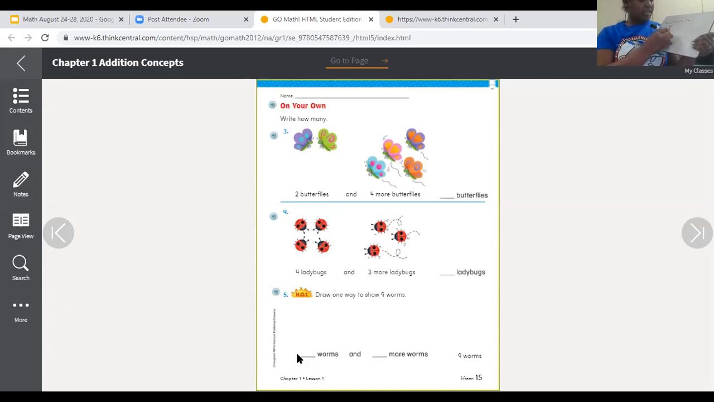5, 6, 7, 8, 9. So 4 worms, and how many more worms? 1, 2, 3, 4, 5. So 4 worms and 5 worms make 9 worms. Let's count to make sure that we have a total of 9. 1, 2, 3, 4, 5, 6, 7, 8, 9.